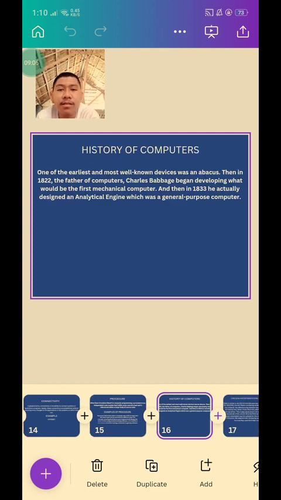Ano po? History of a computer. One of the earliest and most well-known devices was an abacus. Then in 1822, the father of computers, Charles Babbage, began developing what would be the first mechanical computer, and then in 1833, he designed an analytical engine, which was a general purpose computer.